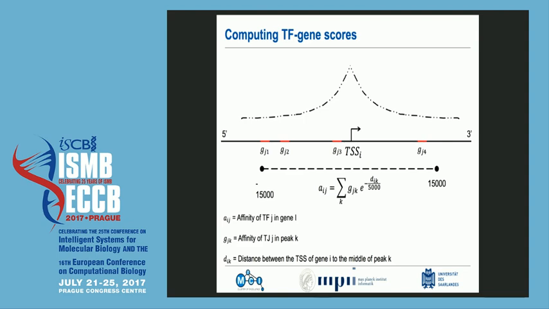Yes? The form of this fall-off is just completely arbitrary. It's completely arbitrary, yes. The justification is that the further away it is, the less likely it is to influence the gene. But you're totally right. If we had other data like Hi-C data, we would be able to do better, but normally you don't. And actually, even if you have it, it's not trivial to do this.